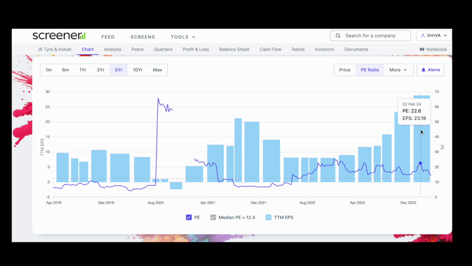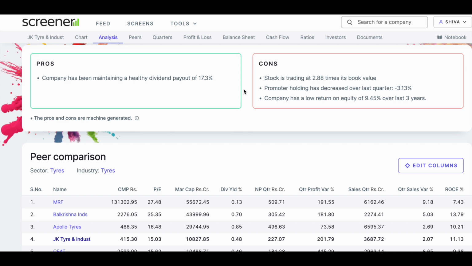It went up high in February, so right now it is at a 15 PE level, which means it is set to be in a buying state. It says a clear indication to buy in signals, with a quick analysis of pros and cons. Pros: maintaining healthy dividend payouts. Cons: less book value and decreasing promoter holding, because the buyers sold their stock at high peak levels, and again it gets into a buying state.